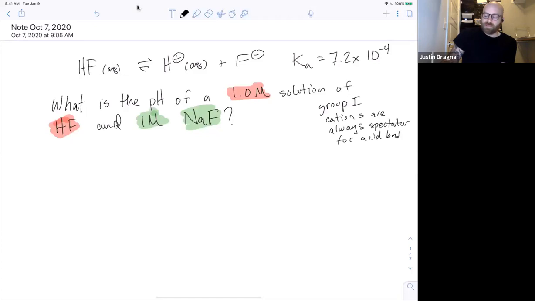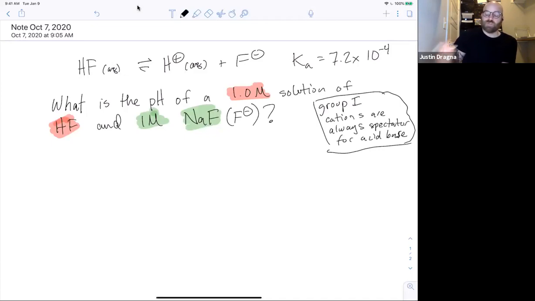So if you're looking at these salt problems and trying to figure them out, if you have something from group 1, it's not doing anything. Sodium, potassium, these are the common ones that just don't do anything. So in your mind, this is really F minus. That's what sodium fluoride really is. Just like sodium hydroxide, who really cares about the sodium? It's really hydroxide, so you can just disregard those.